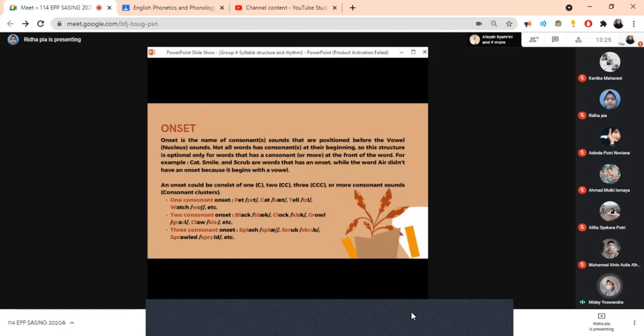One consonant onset, for example, pet, cat, tail, watch, etc. Two consonant onset, for example, black, cloak, growl, claw, etc. Three consonant onset, for example, splash, scrub, sprout, etc.